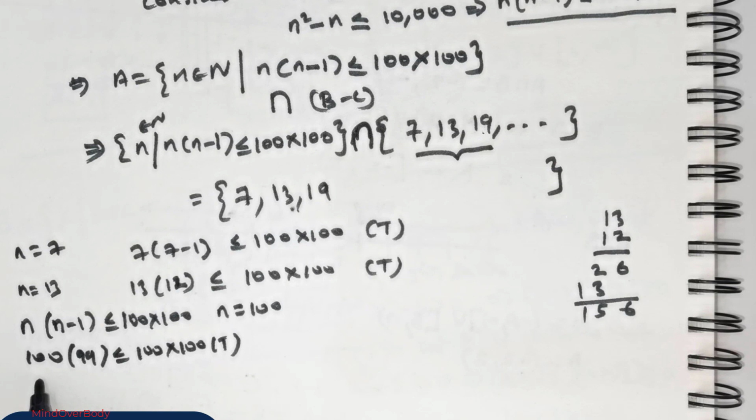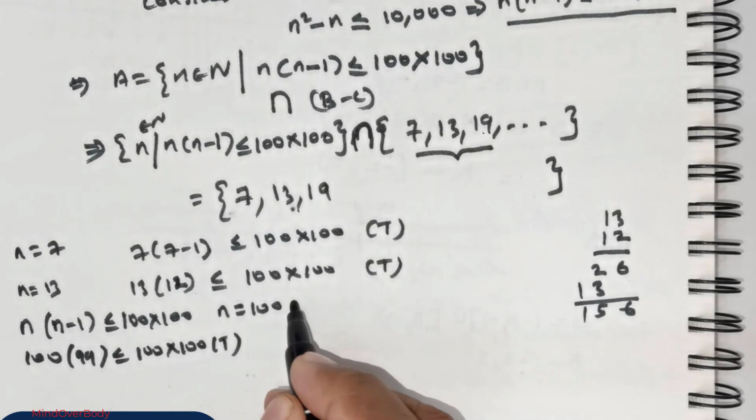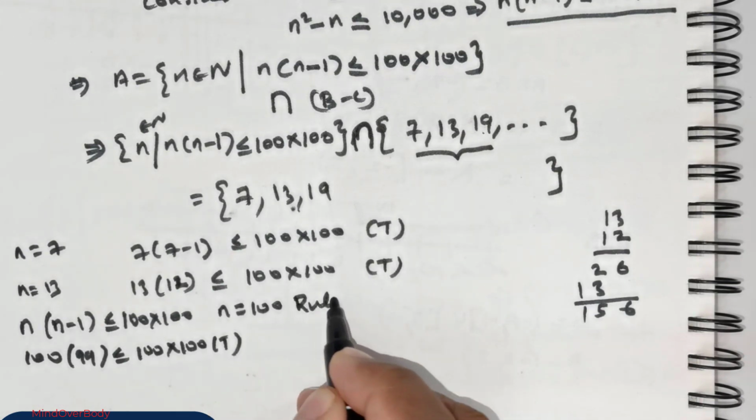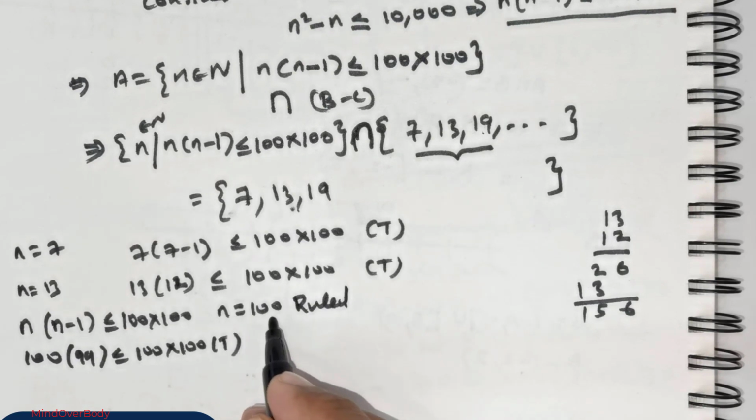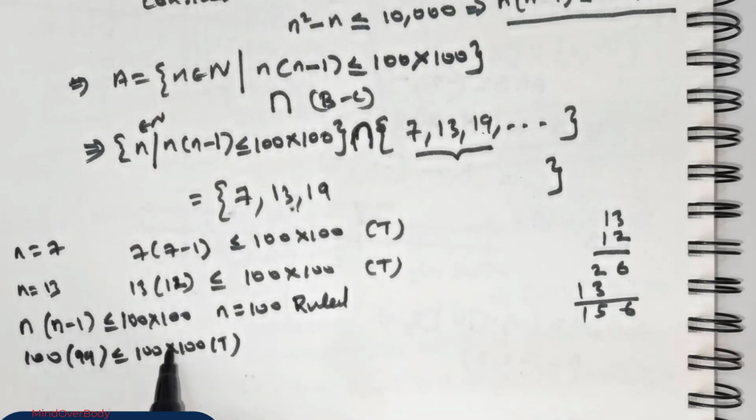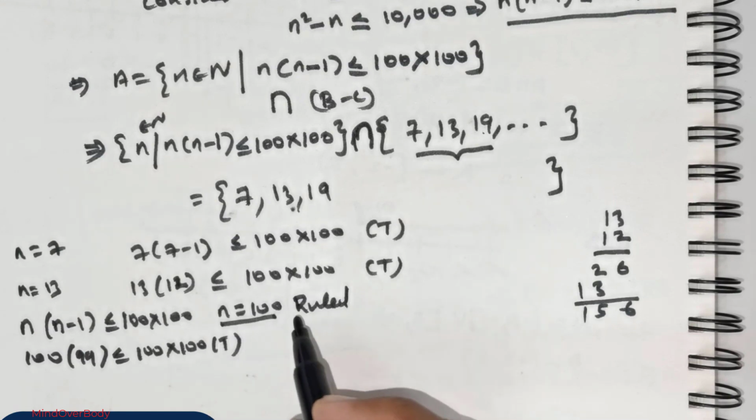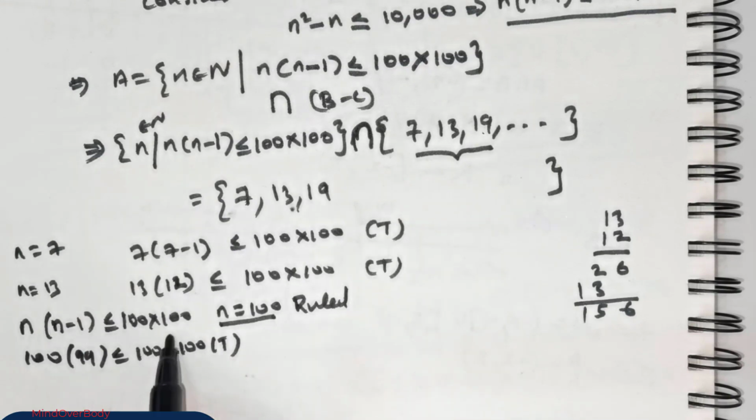100 is actually even in nature. So n equal to 100 has to be ruled out. N equal to 101 cannot satisfy this inequality. So obviously n equal to 100 is the last value that is satisfying this inequality.